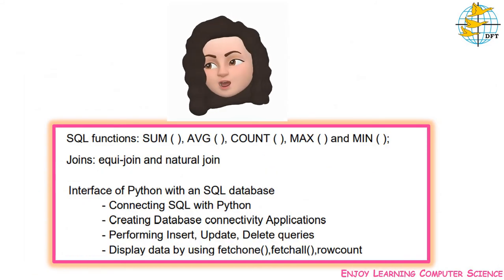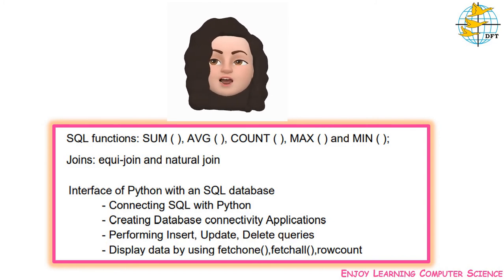Under Unit 3 we will also be learning about SQL functions: sum, average, count, max, min, then what is equijoin, what is natural join, and interface of Python with SQL database. That means how to connect Python and MySQL, how to create database connectivity, how to perform insert, update, delete queries from Python itself.